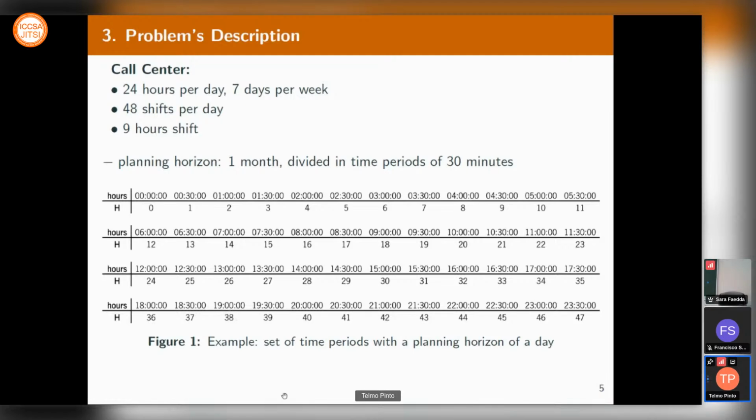Each shift lasts for 9 hours, and here we consider a planning horizon of 1 month divided into time periods of 30 minutes. This allows for long-term scaling and resource allocations. I present here Figure 1, which is a day within the planning horizon. It is divided into multiple 30-minute time periods from the beginning of the day until the end. Each time period represents a specific interval that can be assigned to employees for handling customer calls.